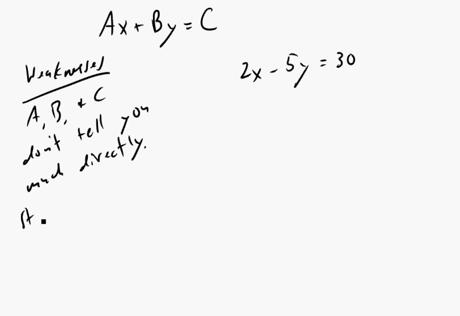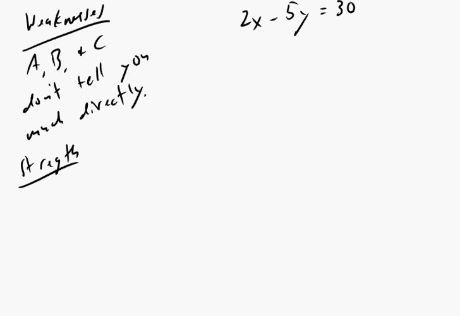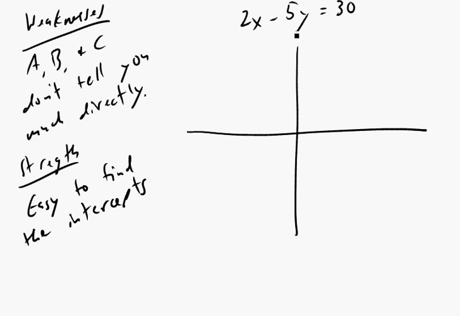But the strength, or a strength, of general linear form is that it's relatively easy to find the intercepts. In fact, if I were to graph this line, the way I would graph it is not by finding the slope, but by finding its intercepts. And you might ask, well, why is it so easy to find the intercepts? Well, recall that if you want to find a y-intercept, you want to find a point on the y-axis. And if you have a point on the y-axis, its x-coordinate must be 0, because all points on the y-axis have an x-coordinate of 0.